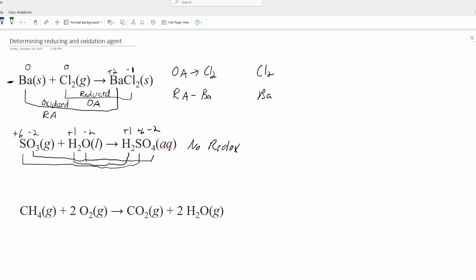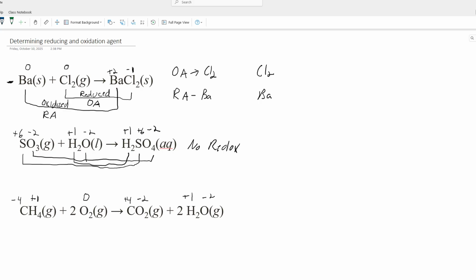Let's go down to this combustion reaction that we have here. Let's assign our hydrogen to be a +1. That means that carbon then has to be a -4. Oxygen by itself in its elemental state is a 0. In CO2, the oxygen is a -2, which would make this carbon a +4. Again, we have a -2 and a +1.